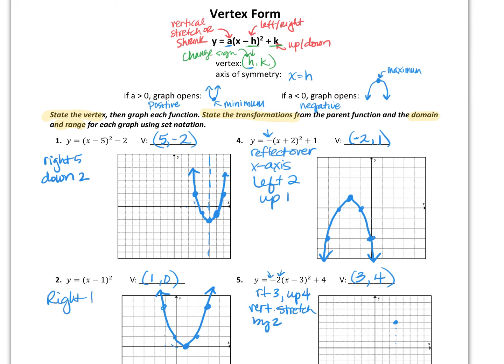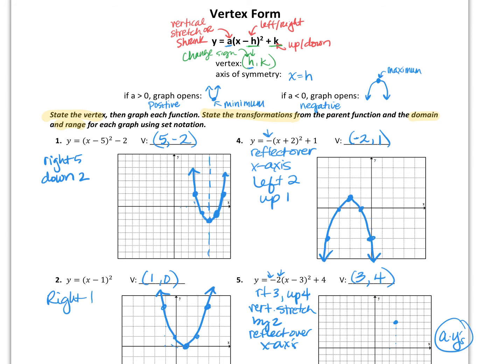The negative is doing something different. That's a reflection over the x-axis. So it's flipping upside down. So let's see what happens. We know it's going to go upside down, but now how do we handle this vertical stretch? Well, whatever that value is for A, what you're going to do is multiply it by the y value. So A times the y's. That's what we're going to do. So I'm going to show you how to do that.